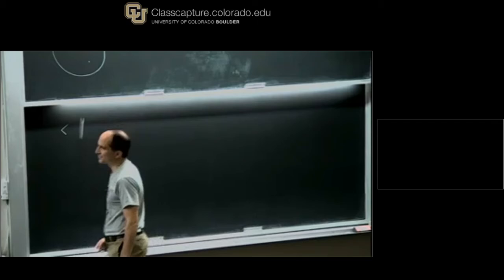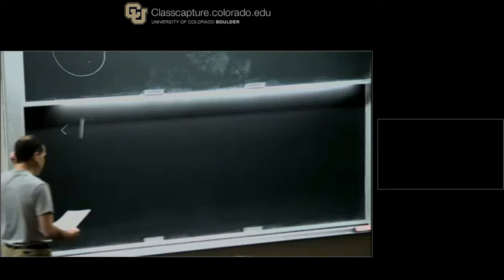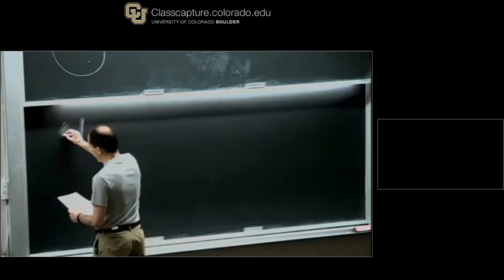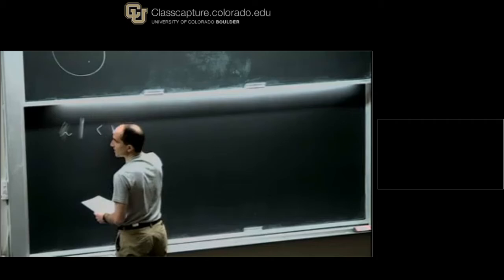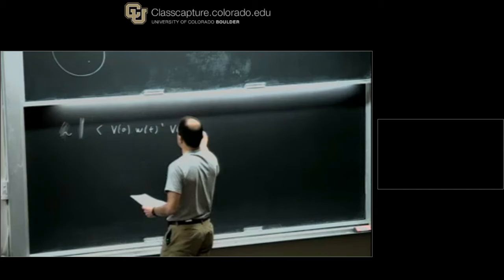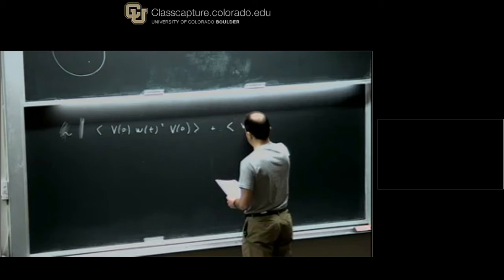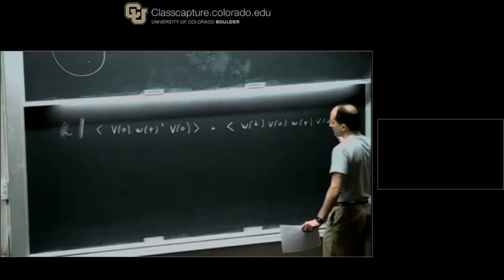But let me, just to be a little more clear, instead of considering the index psi 1 and psi 2, let me consider operators V and W. Okay. So let me call this W and this V. They are fermionic or Hermitian operators. So we have that anti-commutator, and we are going to expand it, and so it has various terms. So one of the terms has the form V of 0 W of t squared V of 0, right? So that's one of the terms. And then another term has the form W of t V of 0 W of t V of 0. And then there are two other terms. There are four terms in total, right?